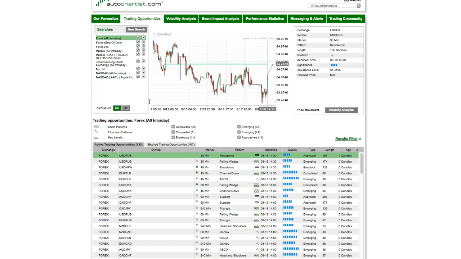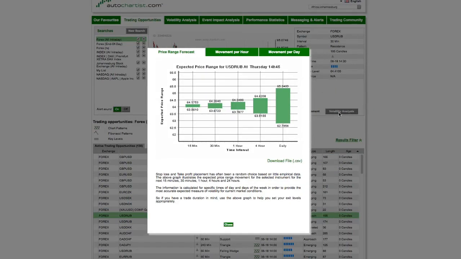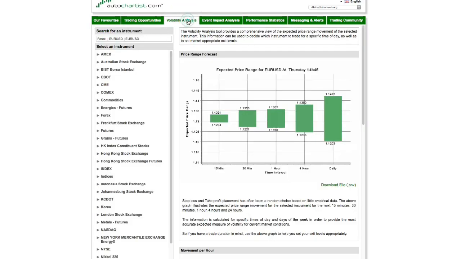Currently, the volatility stats are available for instruments where you see a Volatility Analysis button just below the detailed summary on the pattern display area. When you click this button, it opens a pop-up window with 3 tabs. Each of these will be explained separately. You can access the Volatility Analysis for all instruments available to you via this tab.